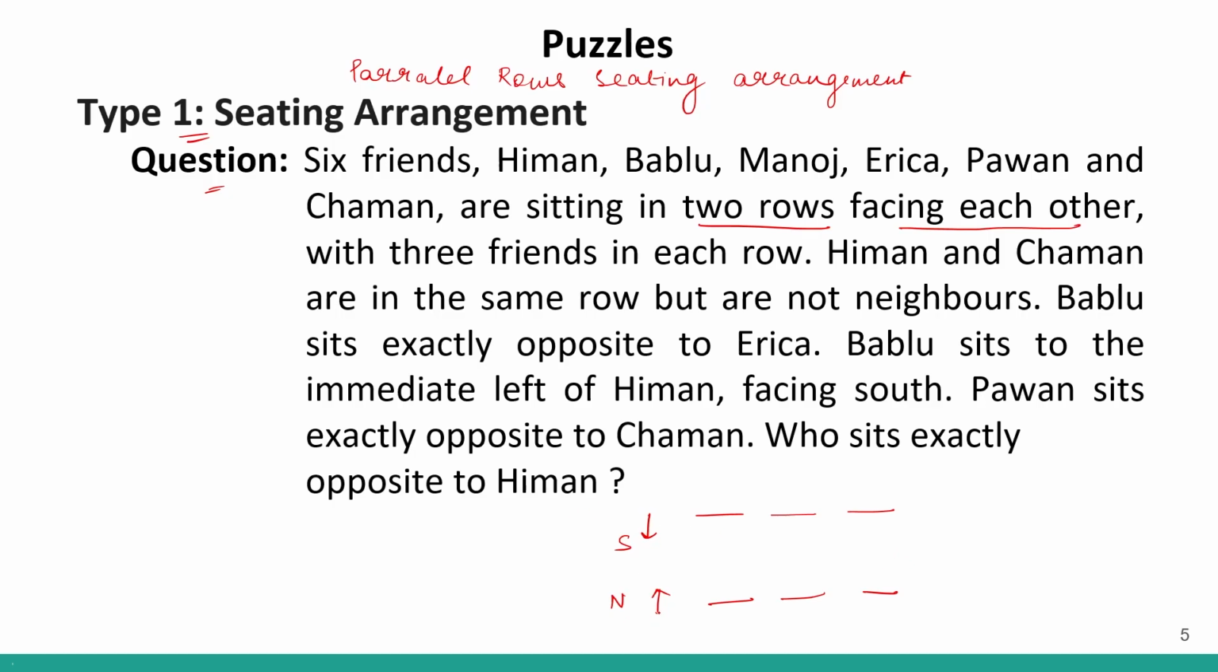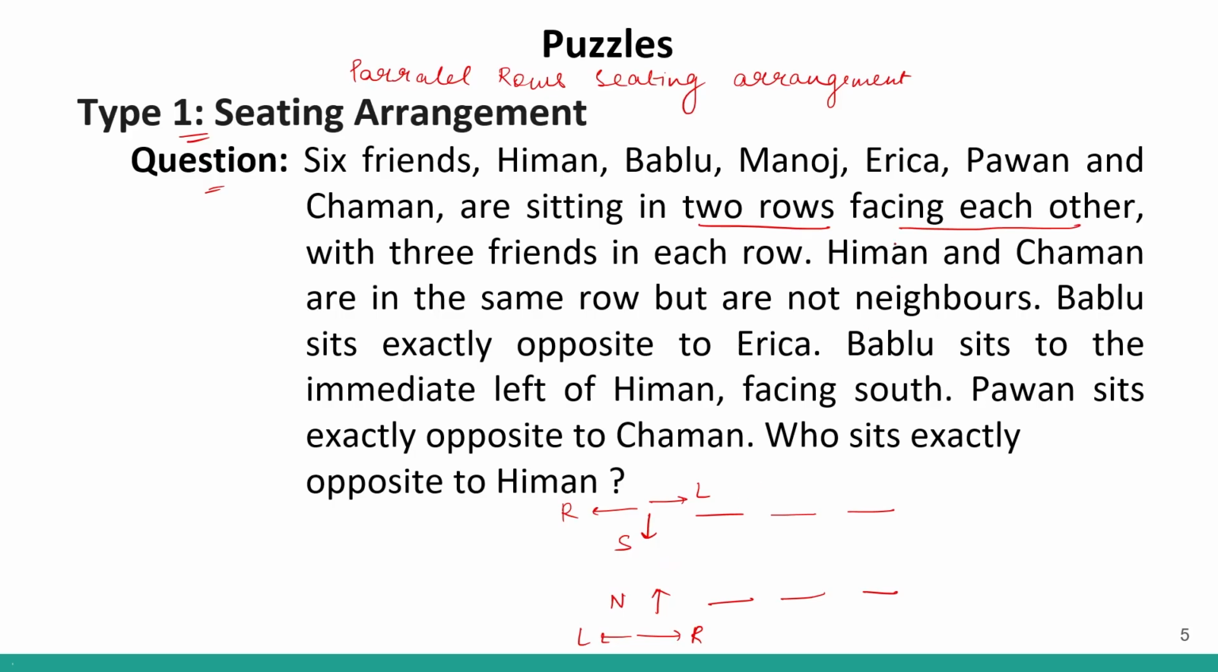So if the bottom row is facing north, this will be the right side and this will be the left side, correct? And if they're facing south, this will be the left side, this will be the right side, just opposite. So this information is also important to solve questions on seating arrangement.